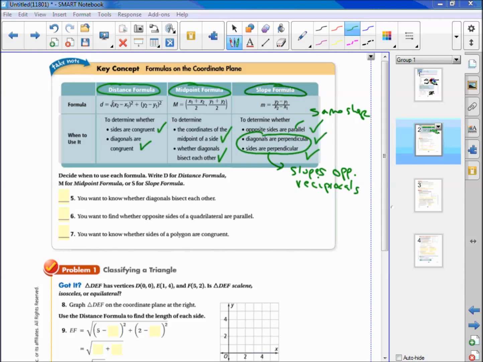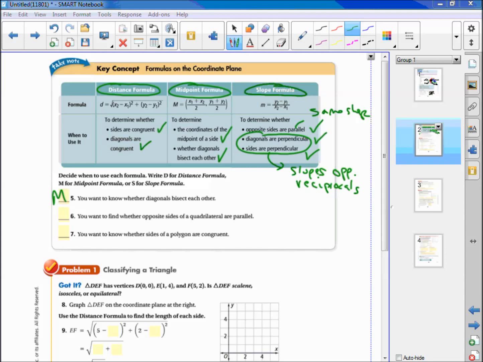All right, so decide when to use each formula, right? D for distance formula, M for midpoint formula, or S for slope formula. So decide when to use each one. So you want to know whether the diagonals bisect each other. So bisect means we have to split things in 2 equal parts. So that's probably going to be the midpoint formula. So what are we supposed to do for that? M for midpoint formula. Okay.